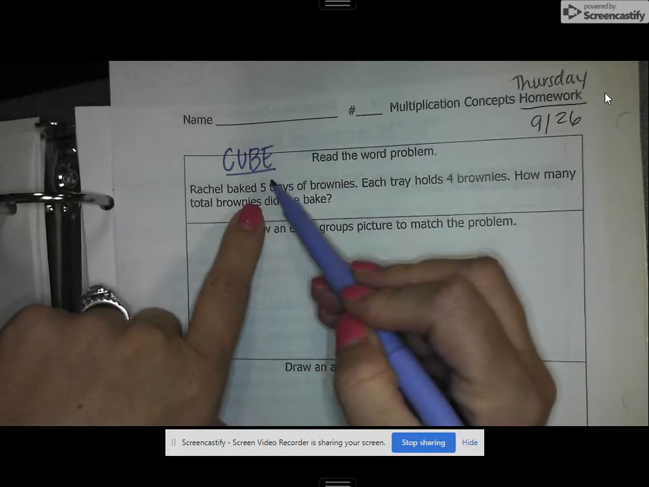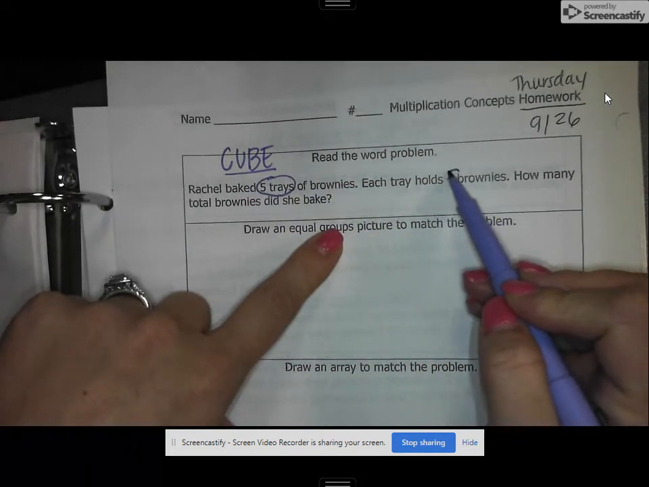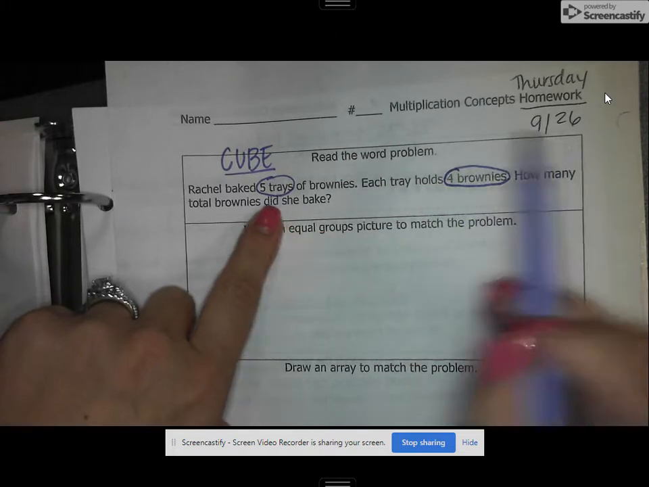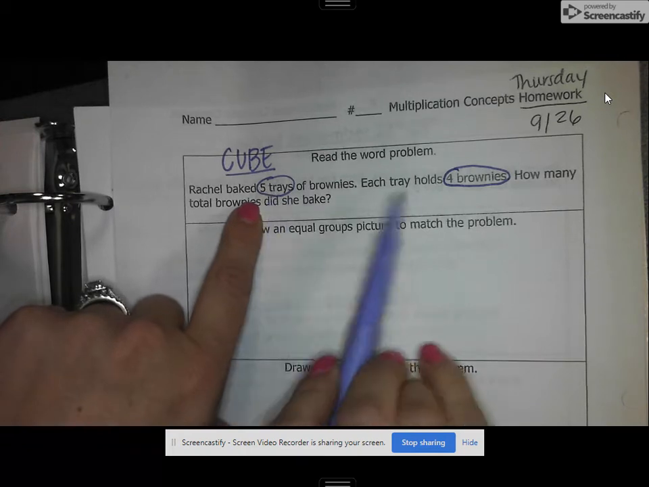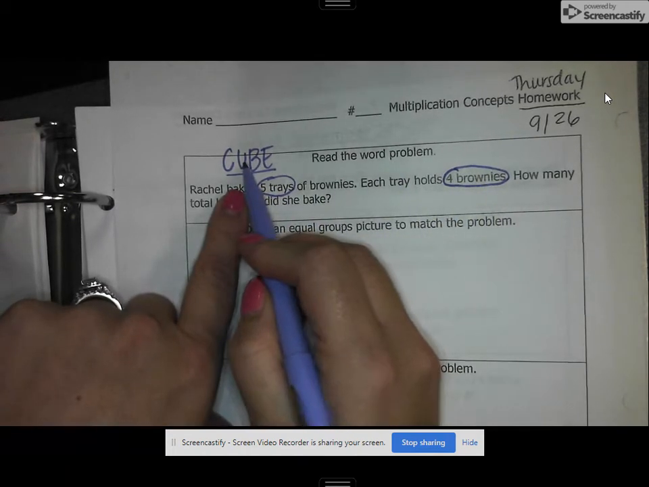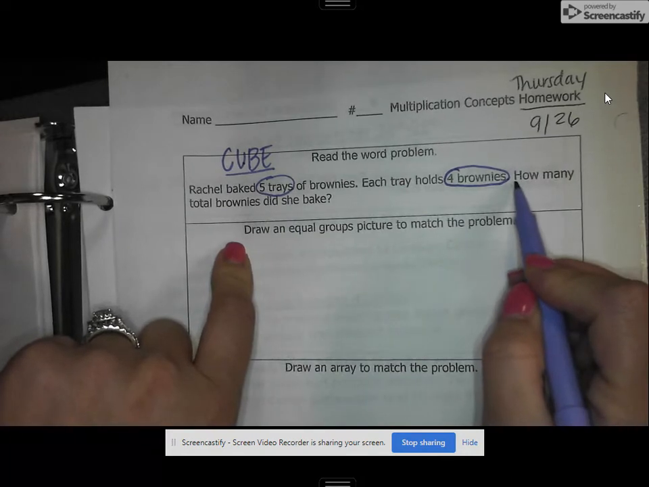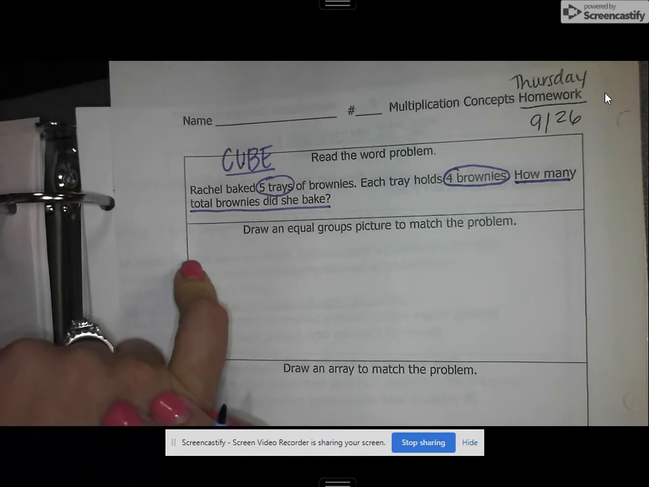So Rachel baked 5 trays. Each tray held 4 brownies. So they circled the numbers, circled their units. The numbers that are important were 5 and 4. 5 trays, 4 brownies. The next thing is to underline. What do they actually want us to do? We want to figure out how many total brownies did she bake.